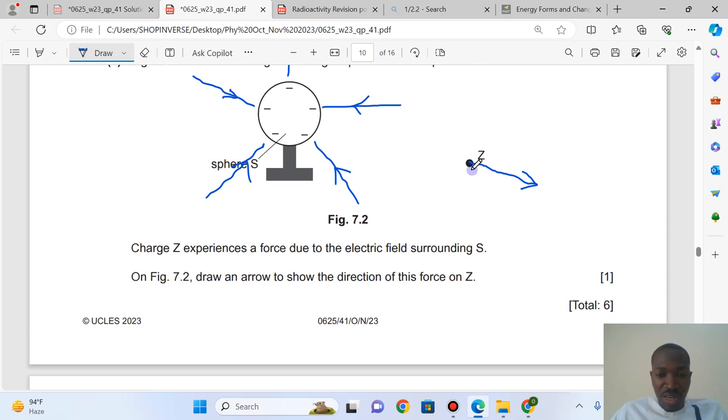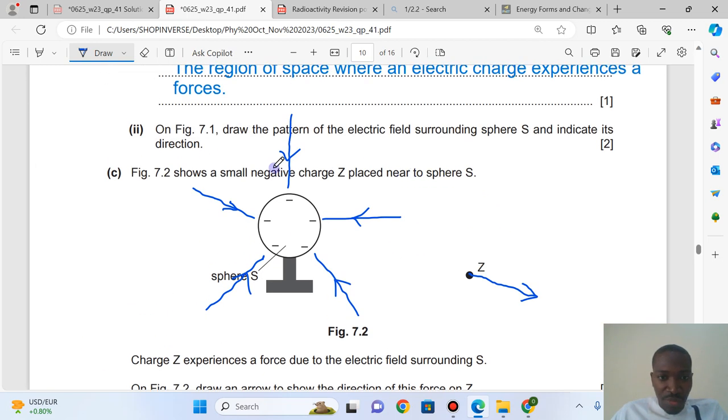Why? Because Z is an electron, right? It will be repulsion because this is a negative charge and this is also a negative charge. Negative, negative, repulsion. So it goes this way. If it was positive, the arrow would be pointing this way. So that's the end of that question.